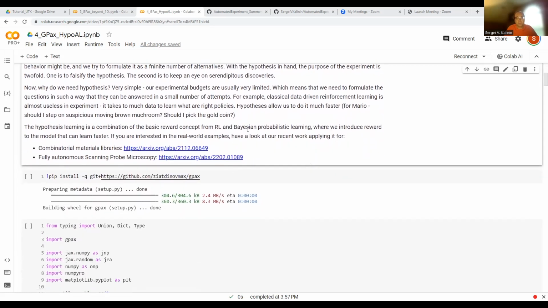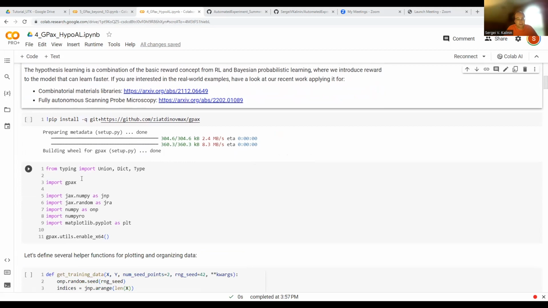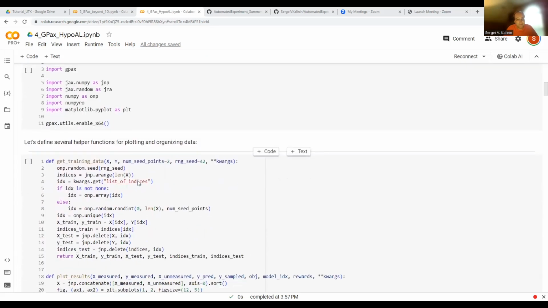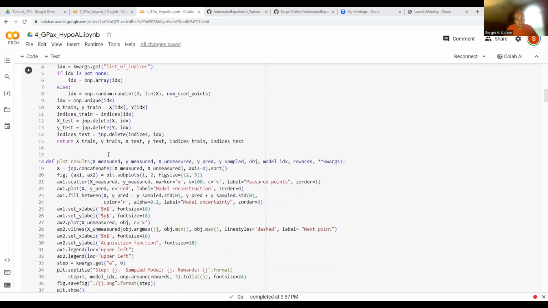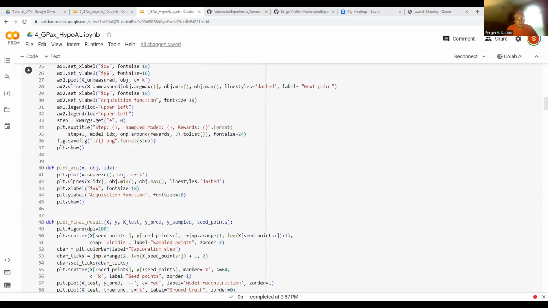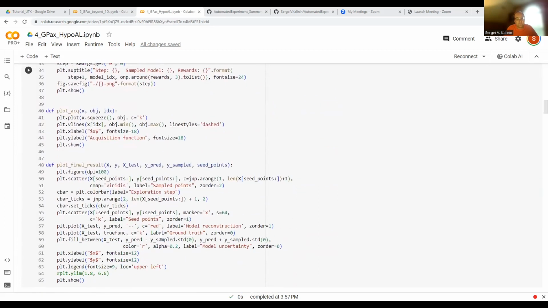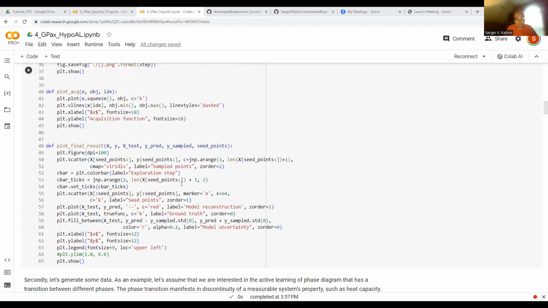How do we implement it? We start, of course, with the installation of GPax and the necessary packages. In this case, GPax, JAX, and NumPy are the same as before. We define several helper functions, which are used to get the data, plot the result, plot the acquisition function, and plot the final result. They're very simple. It's just a representation of the data in an aesthetically appealing form.